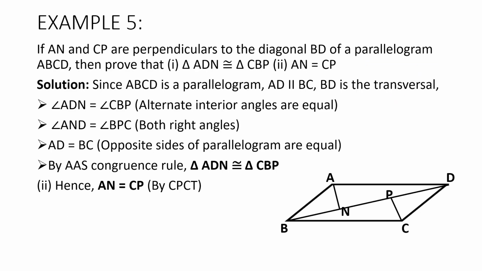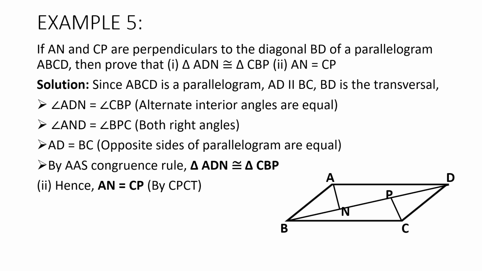Next example, example 5. If AN and CP are perpendiculars to the diagonal BD of a parallelogram ABCD, then prove that first, triangle ADN is congruent to triangle CBP, and second, AN is equal to CP. Now let us see what is given to us. We have ABCD, which is a parallelogram. That means AD is parallel to BC, and here BD is the transversal. Now we have perpendiculars AN and CP.